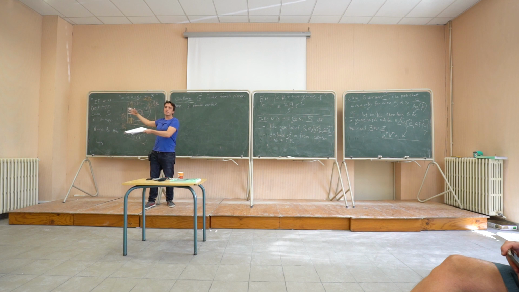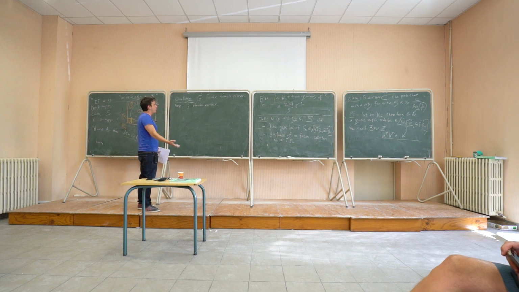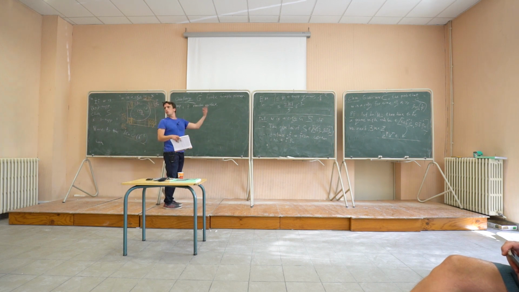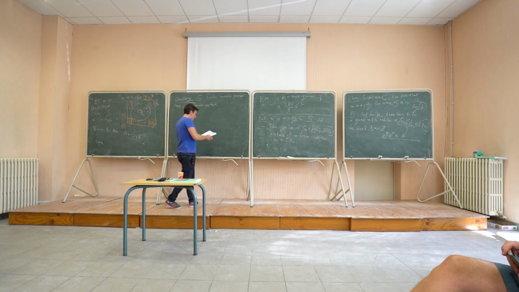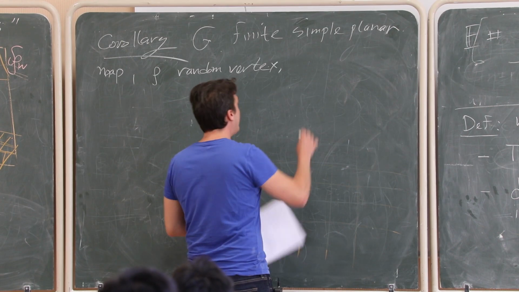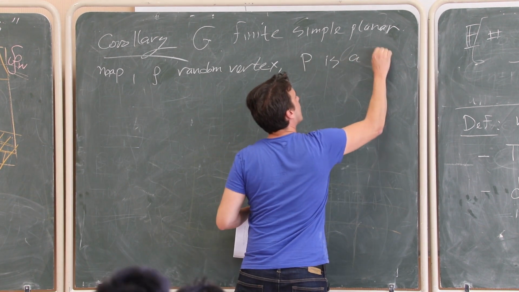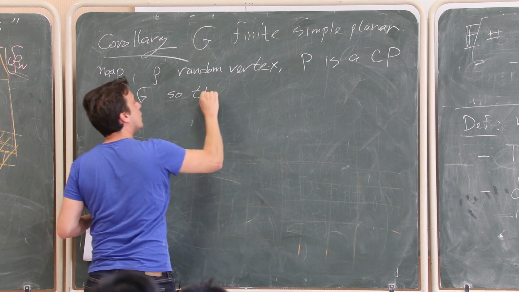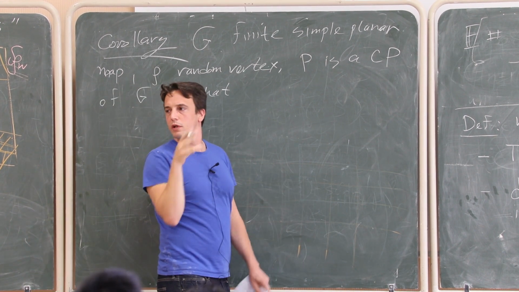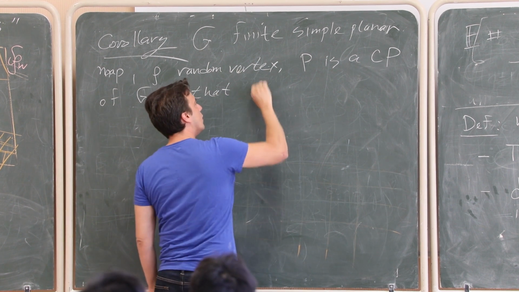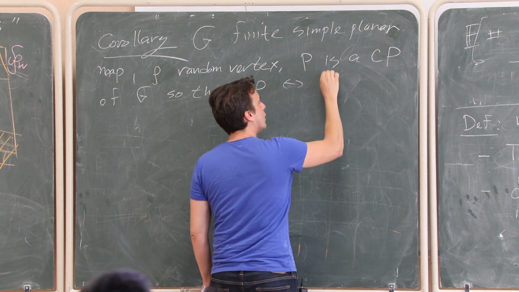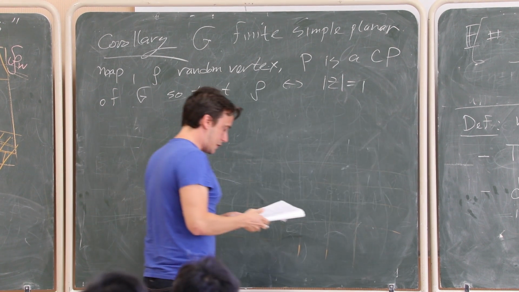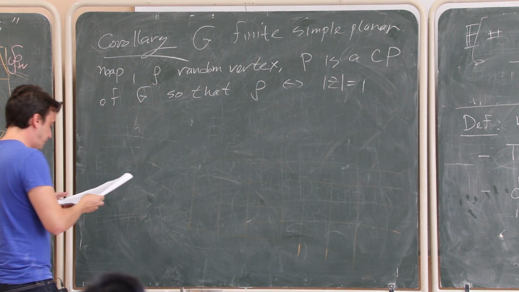That means when I choose a random point, the probability that it's bad is small. So rho is a randomly chosen uniform vertex of your graph, and P is a circle packing of G so that rho corresponds to the unit disk of radius 1, the unit circle of radius 1.